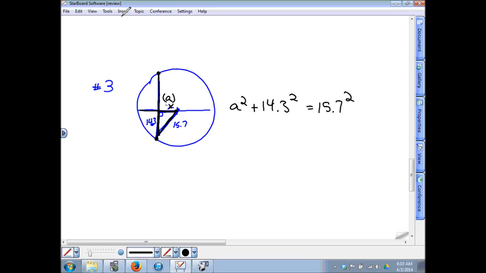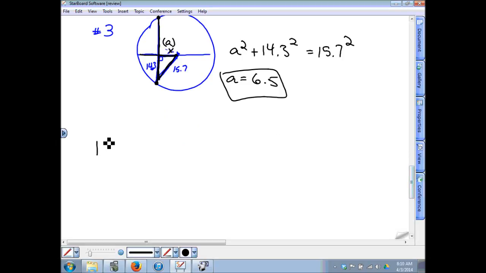What are we getting? You got 6.5? Anybody else? All right, we'll take 6.5. That missing side is 6.5. Now, number 4, you have to use that property that I just mentioned.